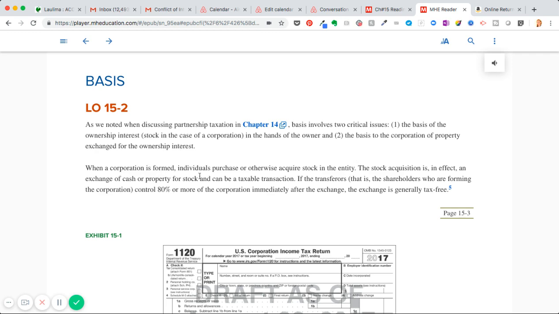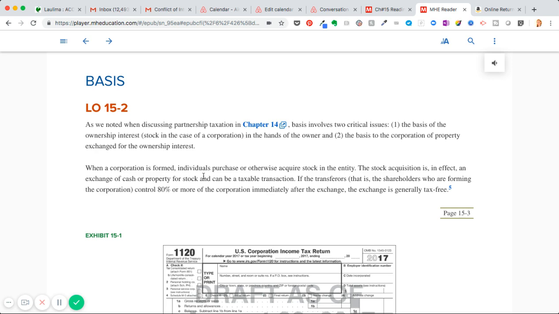When a corporation is formed, individuals purchase or otherwise acquire stock in the entity. It is most often cash. And that's what our stock markets are based on. However, that doesn't mean that there can't be other property used. So stock acquisition is, in effect, an exchange of cash or property for stock. And it can be a taxable transaction especially if there's property involved, right?